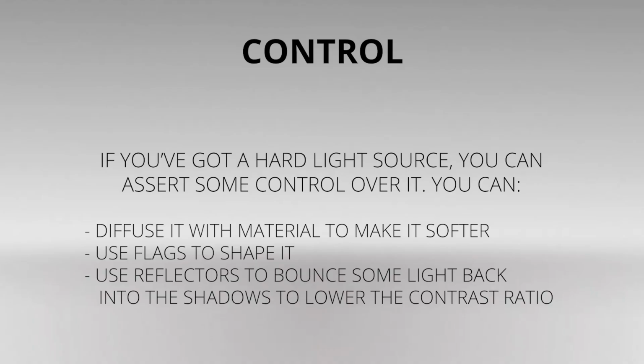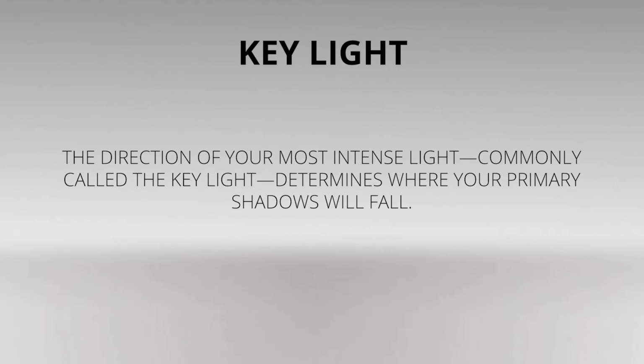If you've got a hard light source, you can assert some control over it. You can diffuse it with material to make it softer, use flags to shape it, or use reflectors to bounce some light back into the shadows to lower the contrast ratio. The 4th attribute of light is direction, or angle. This is a crucial component to achieving realistic lighting. The direction of your most intense light, commonly called the key light, determines where your primary shadows will fall. In other words, if you want to mimic sunlight coming in through a window, place your light to the side of the subject, rather than directly overhead.